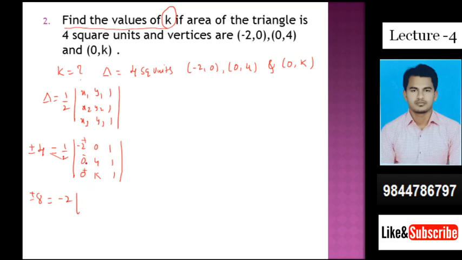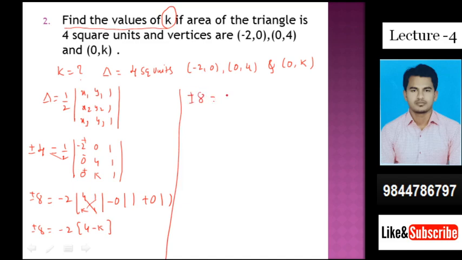now expanding the C1 column, that is 4 1 k 1. Minus 0, just leave it. Plus 0, just leave it. Either you can do this, or else you can use the shortcut method. Plus or minus 8 equal to minus 2 times 4 minus k. Now multiply with 4 here. Plus or minus 8 is equal to minus 8 plus 2k.